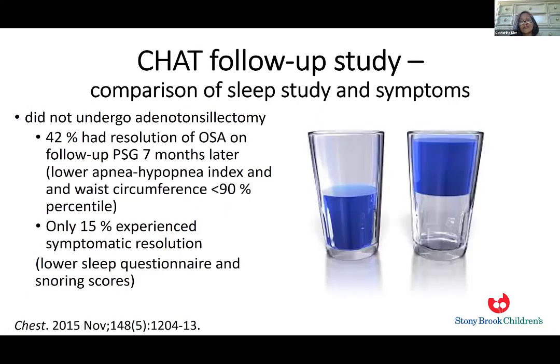Now, interestingly, after that randomized trial in 2013, there were a number of sub-analyses. And in 2015, they looked at those in the watchful waiting category. The 42% that actually had resolution of their OSA really are the lower risk patients. They have a lower apnea-hypopnea index to start with, and they are the non-obese population. And only 15% of them really experienced symptomatic resolution.